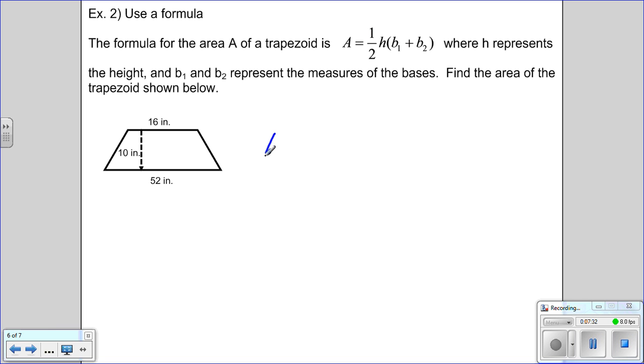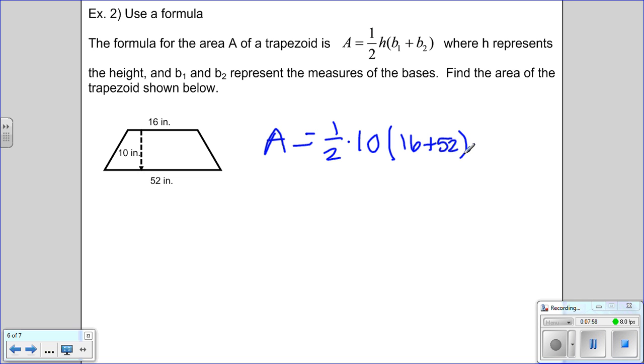So area is what we're trying to find. It equals 1/2 times the height, which is 10, and then times, in parentheses, base 1 plus base 2. So it doesn't matter which order you go in here, I'm going to go 16 plus 52. Okay, now let's do our math. Let's simplify using the order of operations.